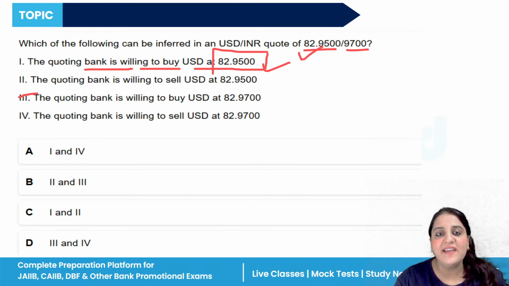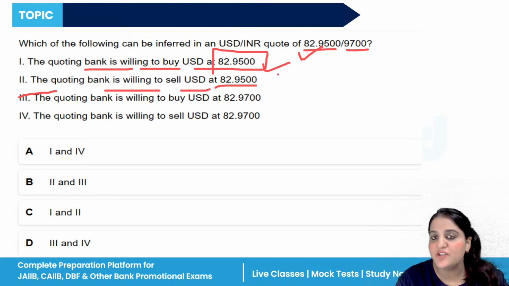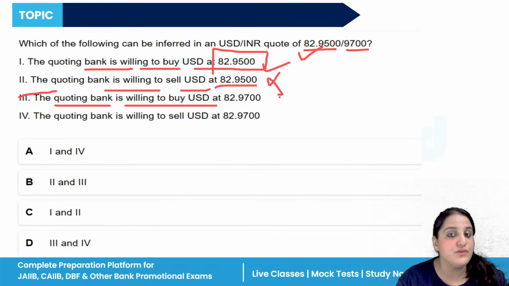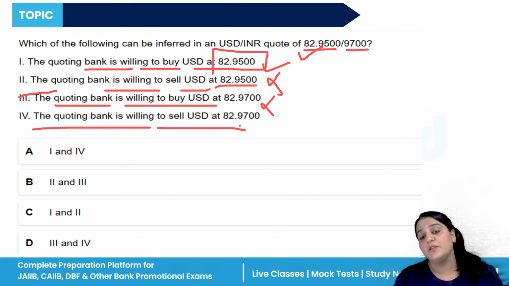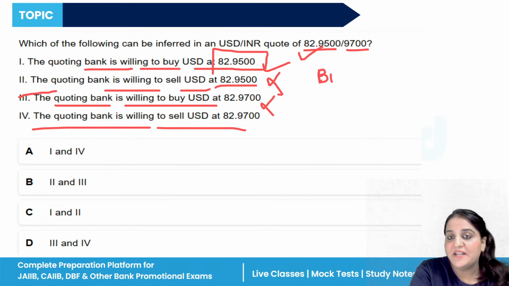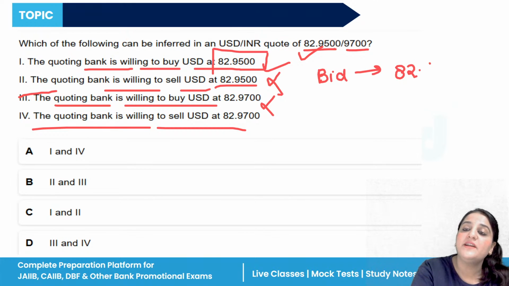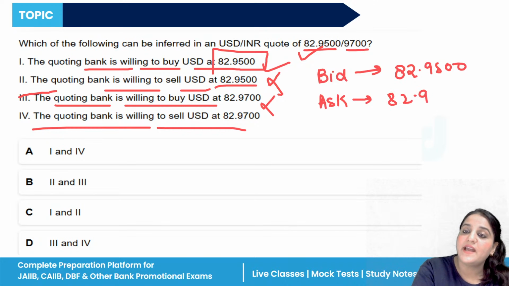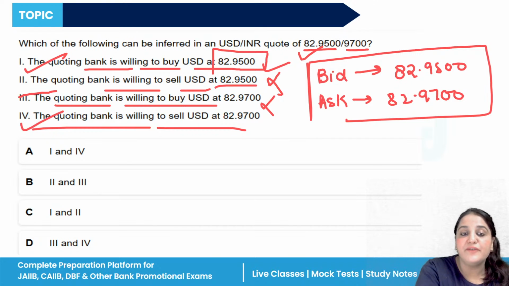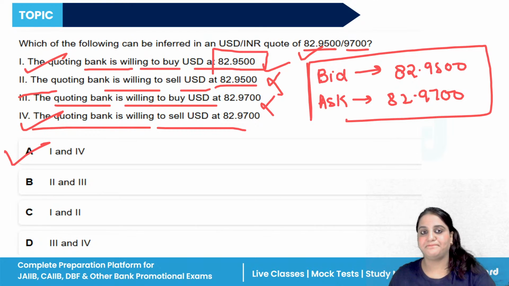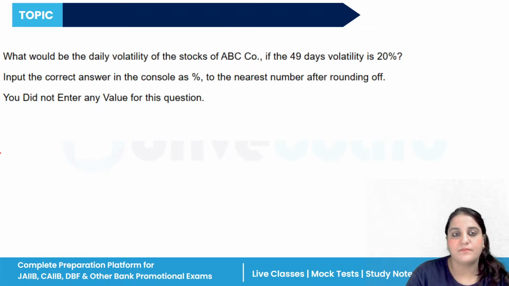So here the correct answer is: the quoting bank is willing to buy US dollar at 82.9500. Correct. The quoting bank is willing to sell US dollar at 82.9500? No. The quoting bank is willing to buy US dollar at 82.9700? No. The quoting bank is willing to sell US dollar at 82.9700? Yes, because the bid rate is 82.9500 and the ask rate is 82.9700. So this is the correct answer. That means our first and fourth quotations are correct. Clear?